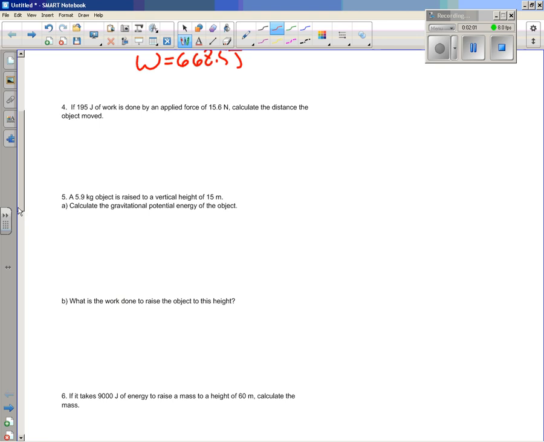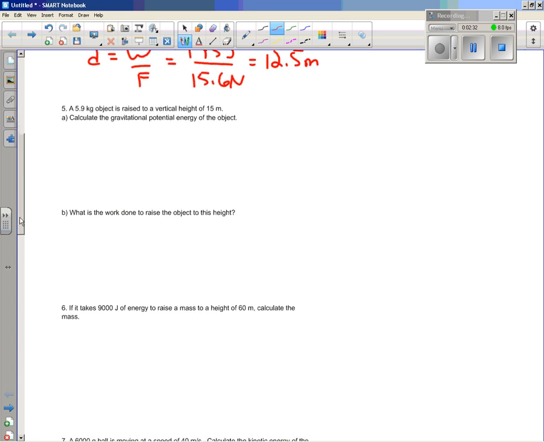Question number 4, if 195 joules of work is done by an applied force of 15.6 newtons, calculate the distance traveled. That's just rearranging the work formula to solve for distance. So it's 195 joules divided by 15.6 newtons. And then you just type in 195 divided by 15.6 equals 12.5 meters.